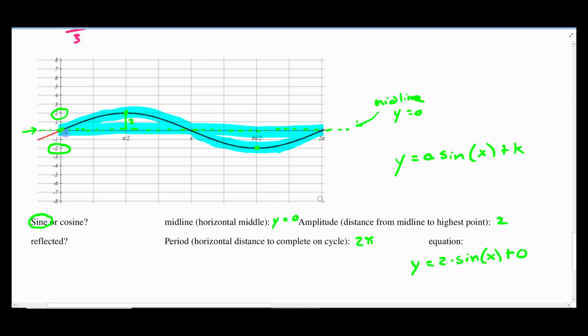We never talked about whether or not it was reflected. So normally from the beginning, sine starts by going up, right? So this one does go up, but if it had gone down instead, so if it had gone this direction, we would have known that it was reflected. Okay, so this one goes up, so it was not reflected. That means I do not need to put a negative in front of the 2. So I can simplify this just a little bit. I can say y equals 2 sine x, and I really don't need to write the plus 0 on the end. And that completes my equation.